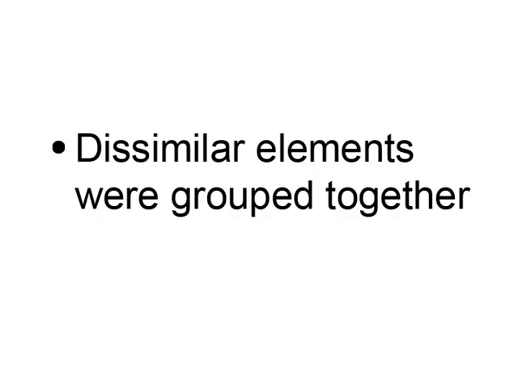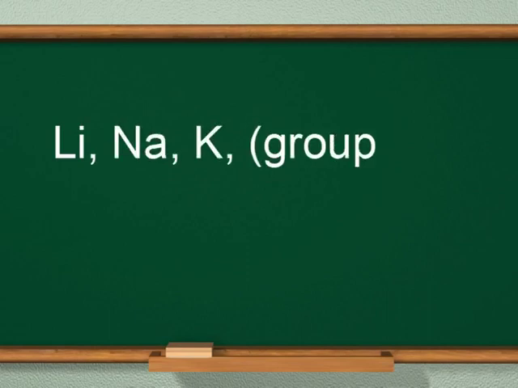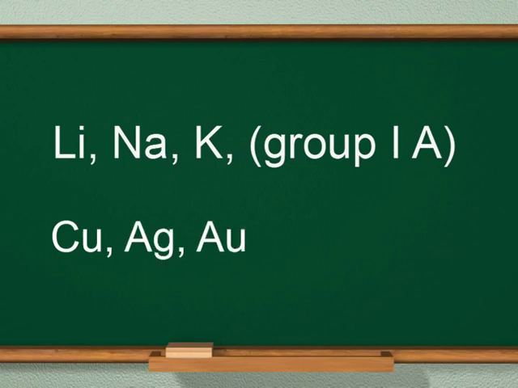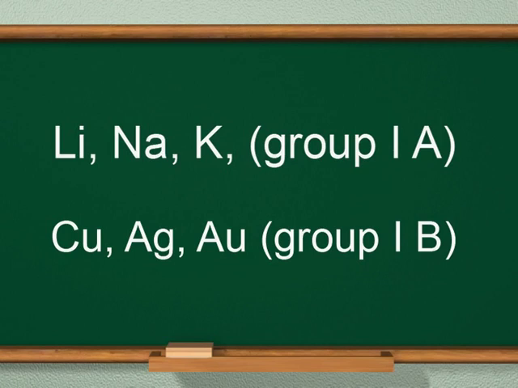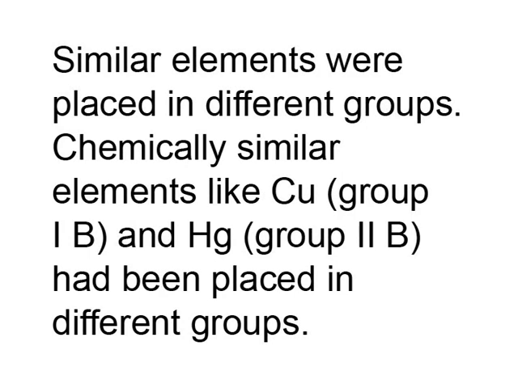Some dissimilar elements were grouped together. For example, the alkali metals such as lithium, sodium and potassium of group 1st A are grouped together with coinage metals like copper, silver, gold of group 1st B, though their properties are quite different, while some similar elements were placed in different groups. Chemically similar elements like copper of group 1st B and mercury of group 2nd B have been placed in different groups.